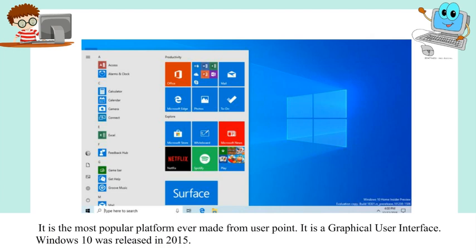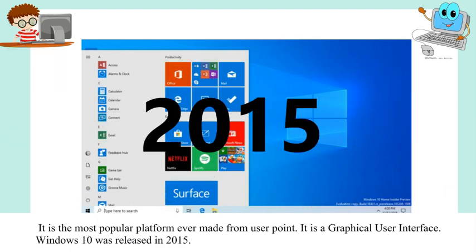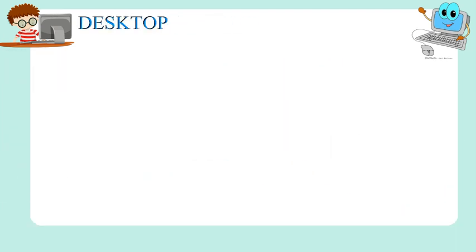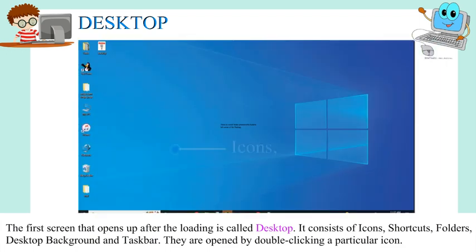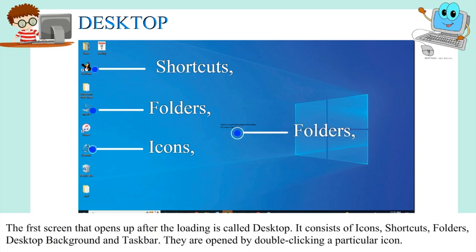It is the most popular platform ever made from the user point of view. It is a graphical user interface. Windows 10 was released in 2015. Desktop. The first screen that opens up after the loading is called the desktop. It consists of icons, shortcuts, folders, desktop background and taskbar. They are opened by double-clicking a particular icon.